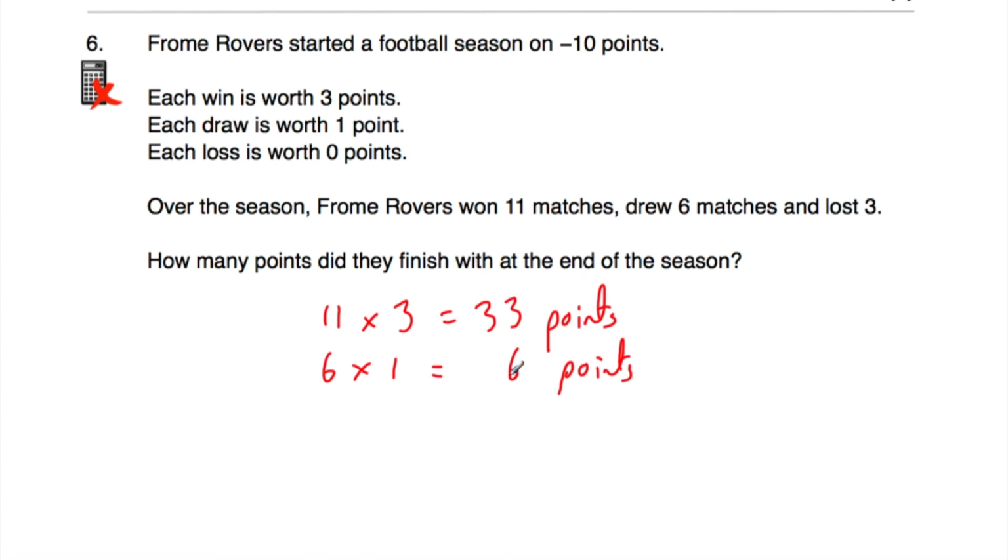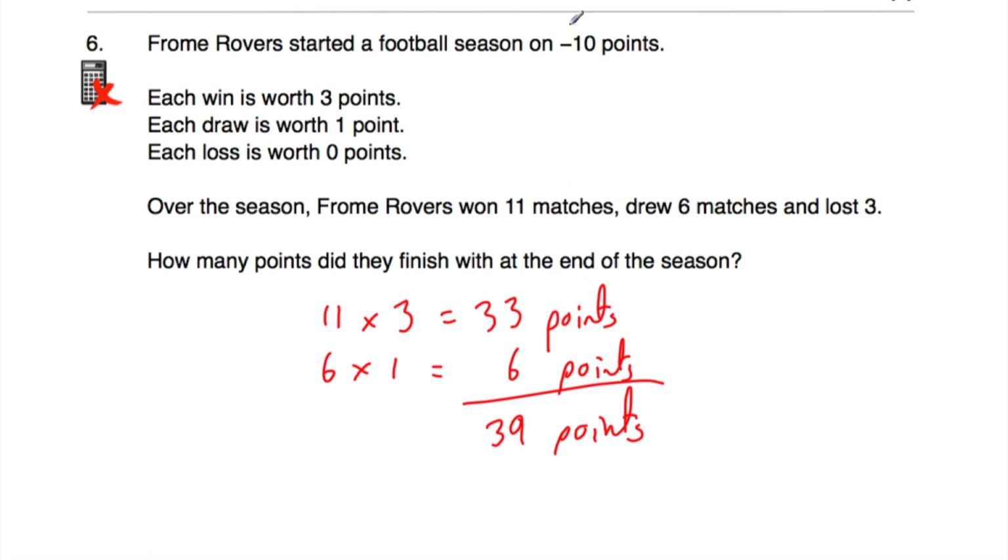So if we add together the 33 and the 6, that would tell us how many points Frome Rovers get over the season for winning their 11 matches and drawing their 6 matches. And 33 plus 6 is equal to 39 points. So that means that Frome Rovers, over the course of a season, are given 39 points for their 11 wins and 6 draws.